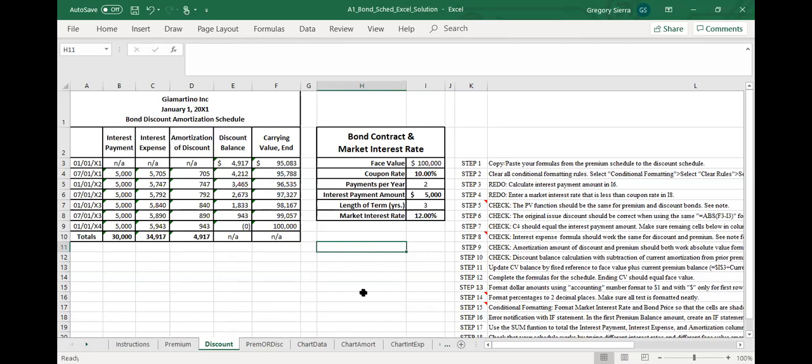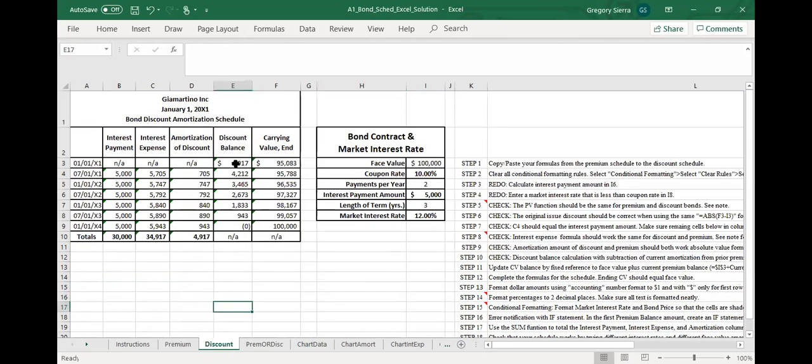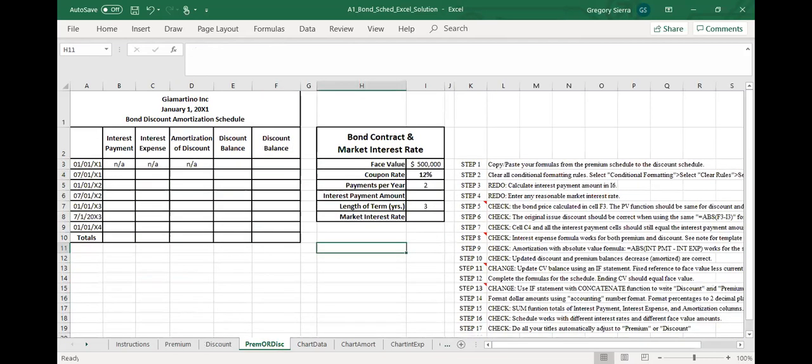All right, so I'm going to break it off here because I don't want to make these videos too long. So what we did was a premium schedule and a discount schedule, and you saw that if we use the absolute value, these columns would work out, but we could not get the carrying value to work out unless we changed the plus to a minus. So in the next video, we're going to do the premium or discount schedule that will work for both.